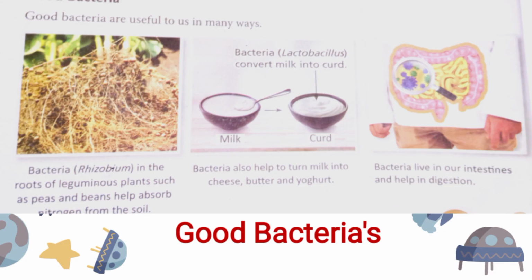So some good bacteria are also there which help us in so many ways. So bacteria like rhizobium, which bacteria? Rhizobium bacteria, they are found in the leguminous plants. So what are the leguminous plants? The plants which have the pulses, those plants are known as leguminous plants. And they are doing what? Leguminous plants, for example peas and beans.